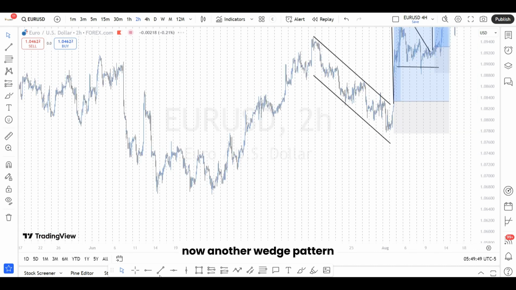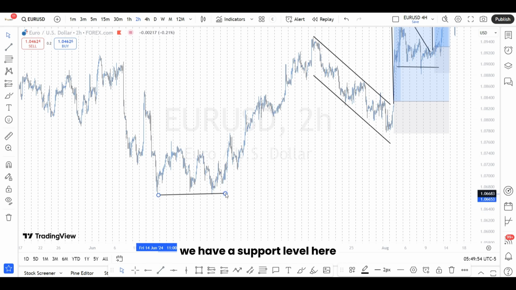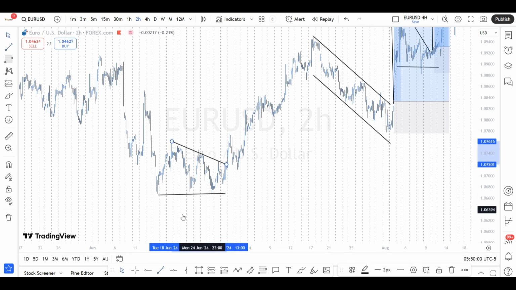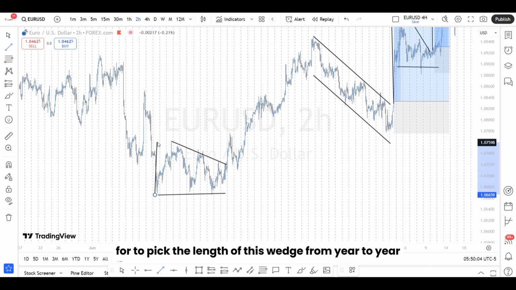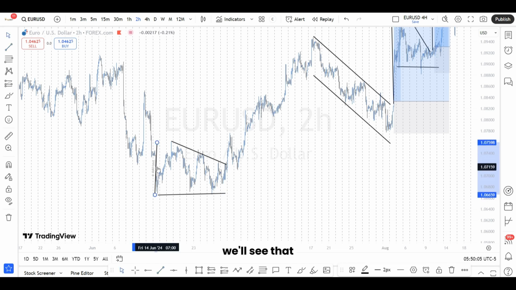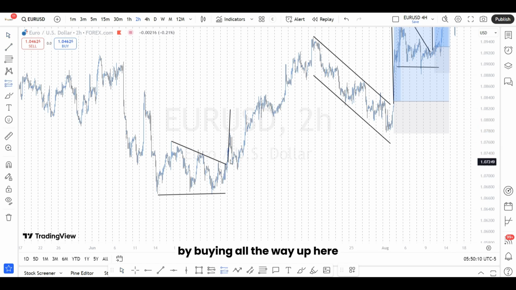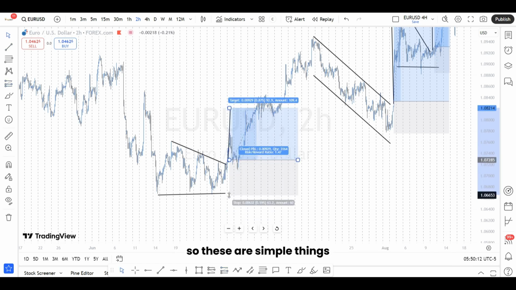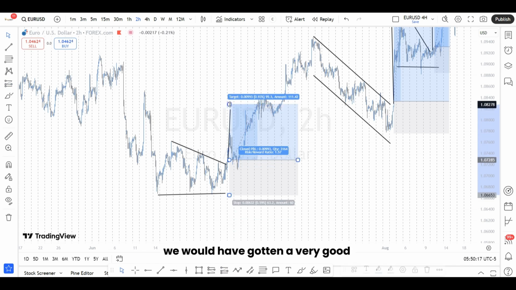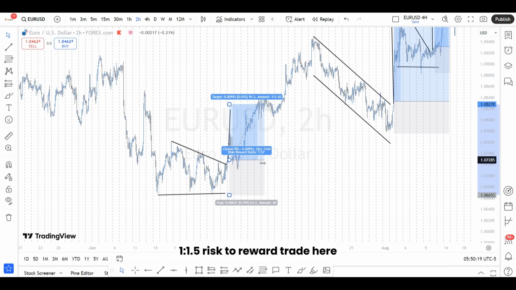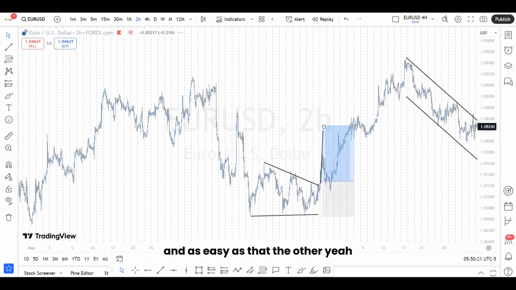Now another wedge pattern. You can see this wedge pattern. We have a support level here, and you can see how the market broke out of this wedge. For us to pick the length of this wedge from here to here, we see that the market was able to fill the length of the wedge by buying all the way up here. So these are simple things. It's very simple. That's why intermediate trading is something that will help you a lot. Would have gotten a very good 1:5 risk to reward trade here, as easy as that.